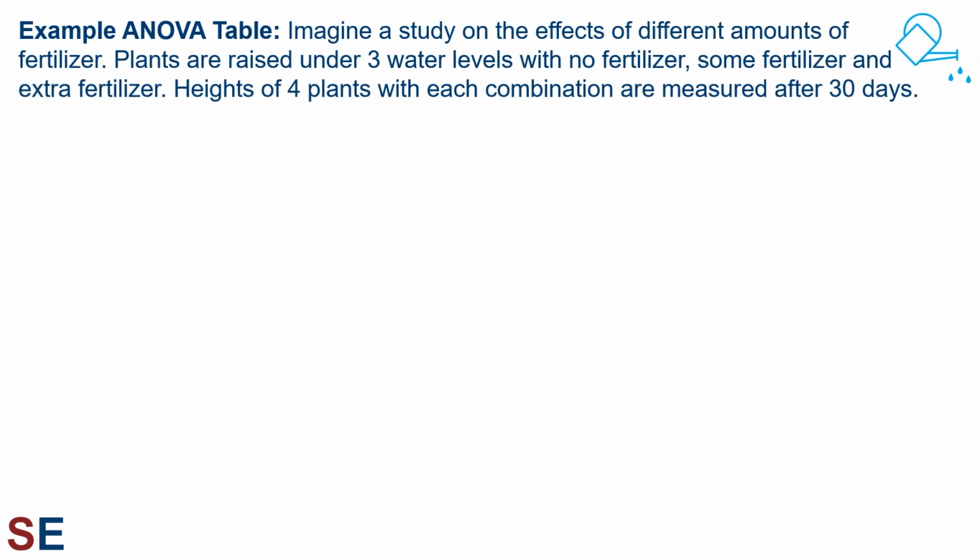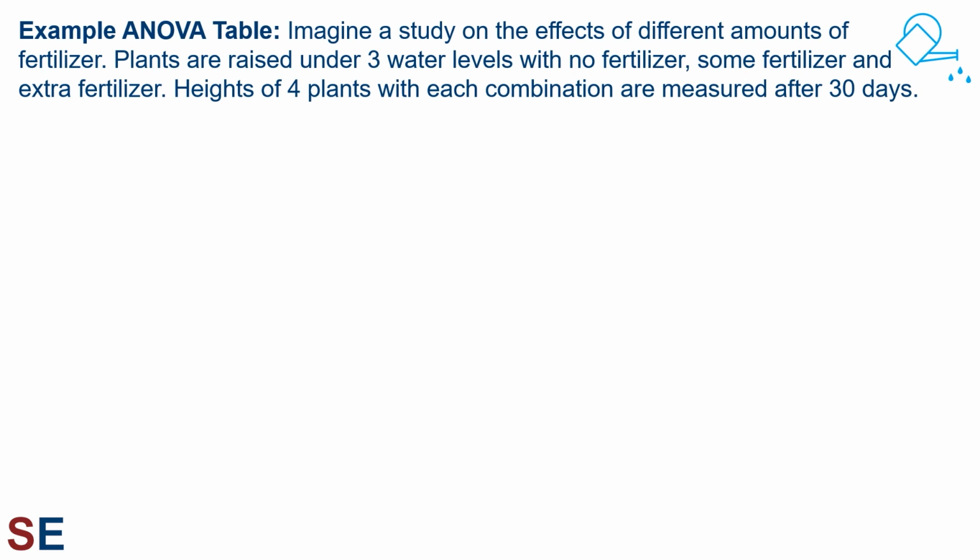Now imagine a study on the effects of different amounts of fertilizer and how the effect might depend on the amount of water. Plants are raised under 3 water levels with no fertilizer, some fertilizer, and extra fertilizer. Heights of 4 plants with each combination, for a total of 9 times 4 equals 36 plants, are measured after 30 days. Is the mean height associated with the amount of water and/or fertilizer individually, and is there an interaction between the two?